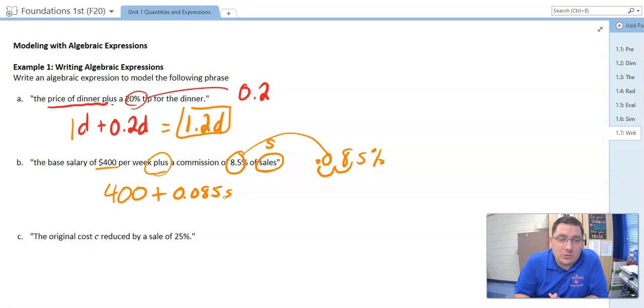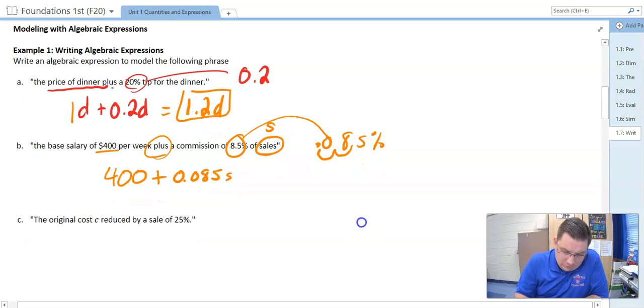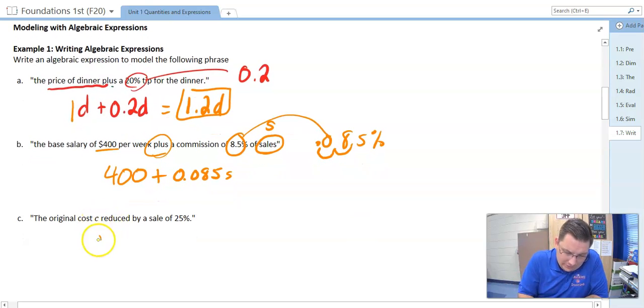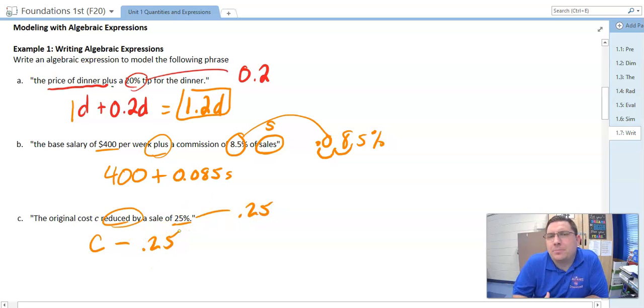All right, last one, C. We have the original cost C of an item reduced by a sale of 25%. And so we have the original cost C, reduced by means subtraction. And here I am dealing with a percentage again, so that percentage has to be multiplied to something. Well, 25% is 0.25. And so 0.25 of what? The cost of the item. And so I'm going to have 0.25C.